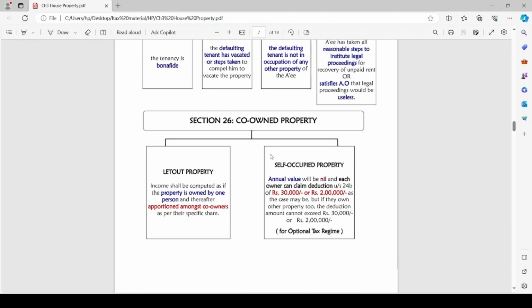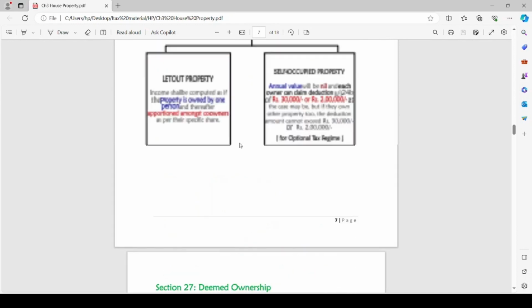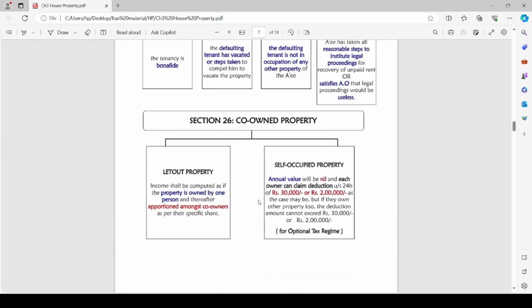Before that, let us go through the last 2 sections of the chapter, that is section 26, co-owned property, and section 27, deemed ownership. Section 26, co-owned property. In case of let out property which has been co-owned by 2 assessees or more.